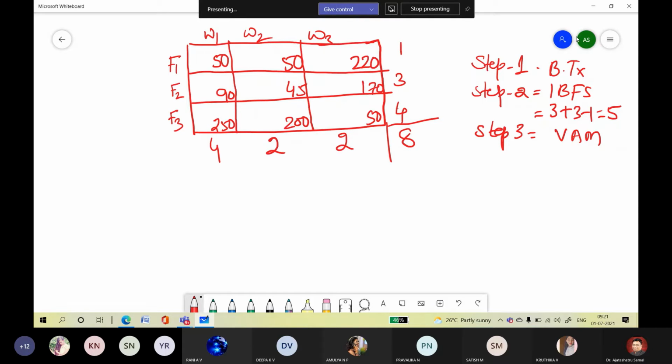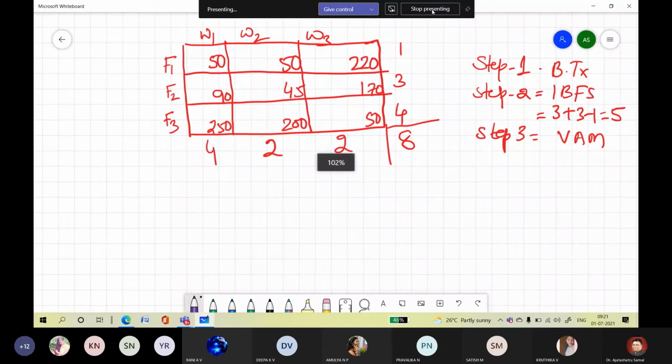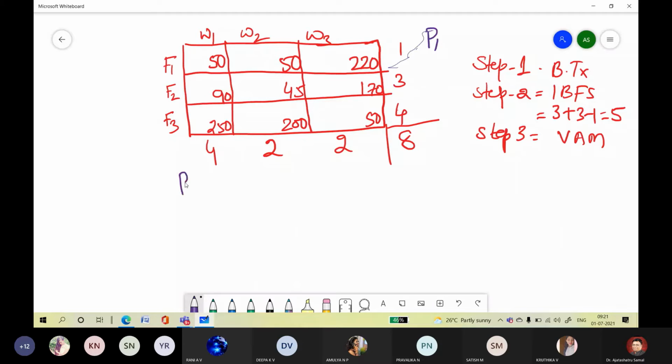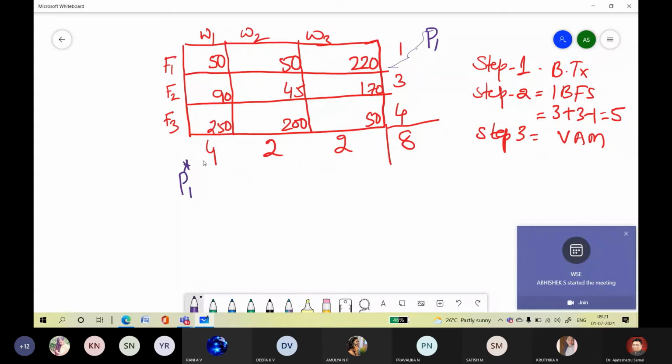Now we need to apply the VAM method. First you need to do the VAM method so that you can get the allocated cell values. So what is that? P1 star. Now you need to take the difference of the values. So row is 0 because these two least elements are 50, 50, 0. Next one is 90, 45. What is the value here? So we can say 55. Correct or not? What is the difference here?